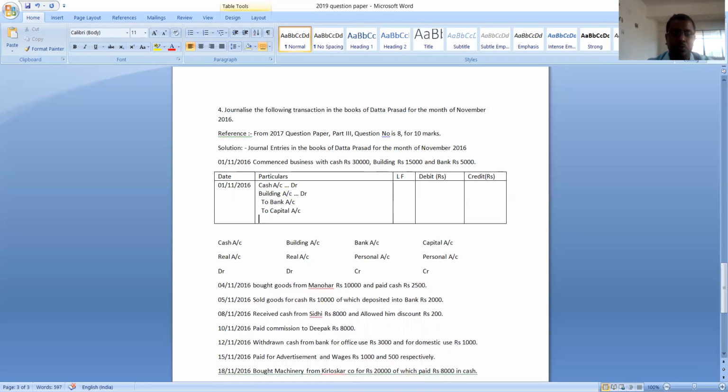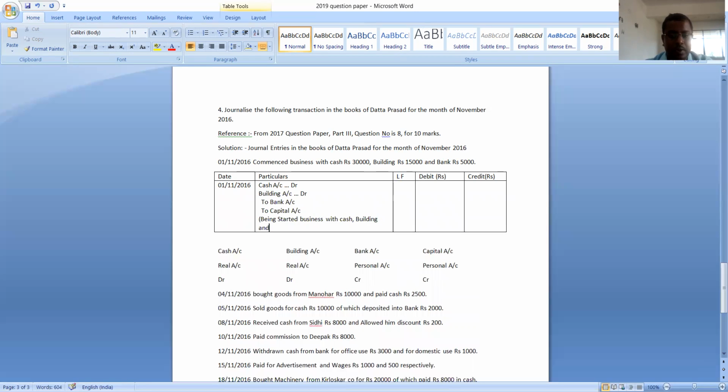Now what we should do? We should write the narration, and that narration must be written in brackets, and it must start with what? Being. So what is the narration? Being started business with cash, building and bank. Actually it is a bank loan. It is bank loan, or you can just write bank, no issue. So cash account debit, building account debit, to bank account, to capital account. What is the narration? Being started business with cash, building and bank.